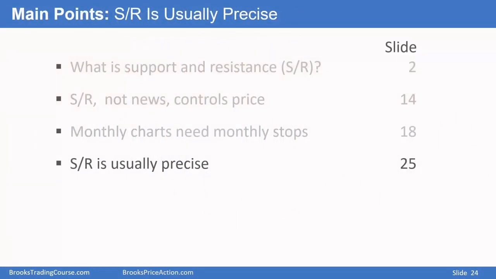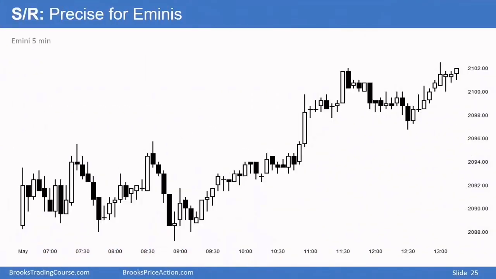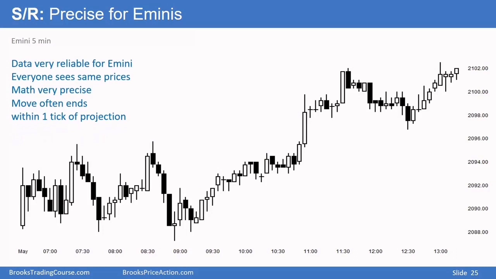Support and resistance can be very, very precise. It's calculated by computers. It's especially precise for the E-mini, a huge volume market controlled mostly by computers. The data is very reliable. Everybody sees the same prices, unlike Forex markets, where every broker has a different price, slightly different. The result is in the E-mini, the math is very precise, and targets are often within 1 tick of the actual price.